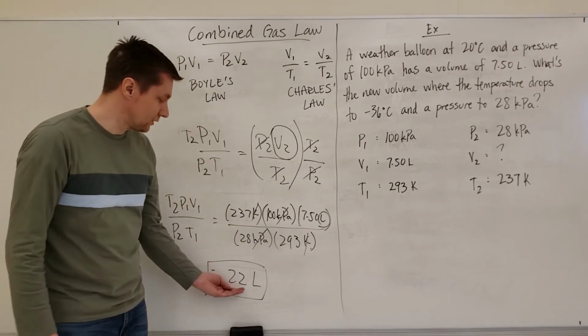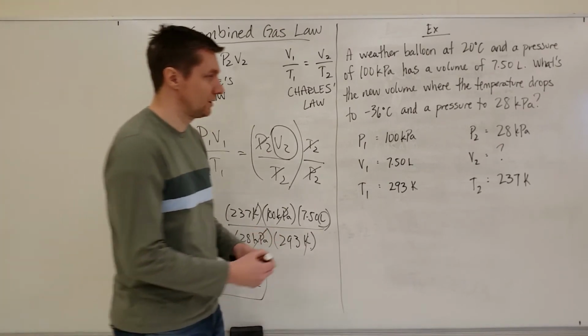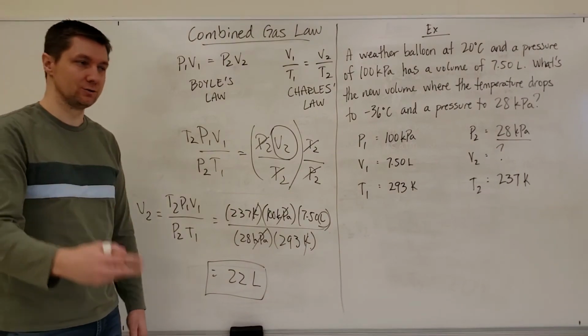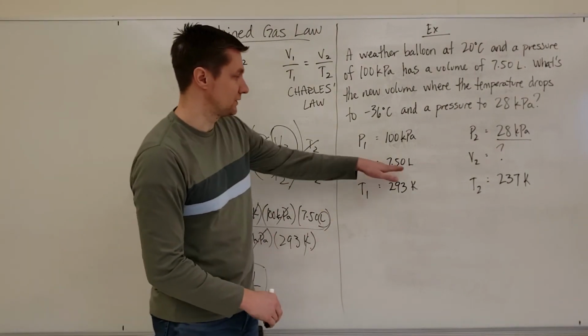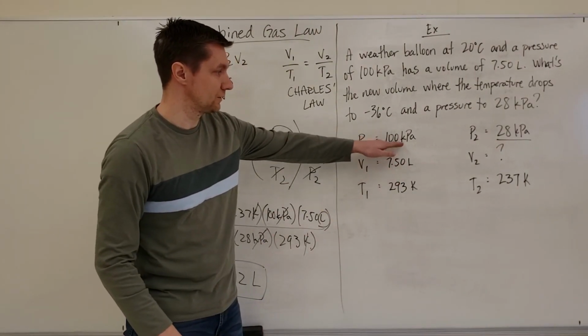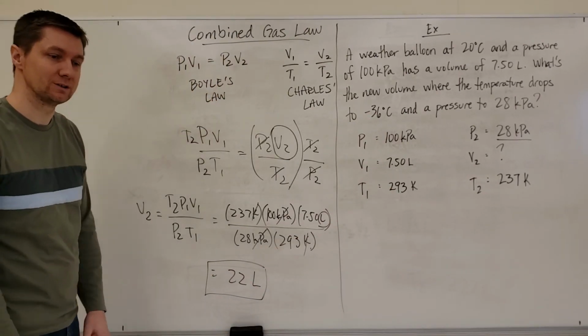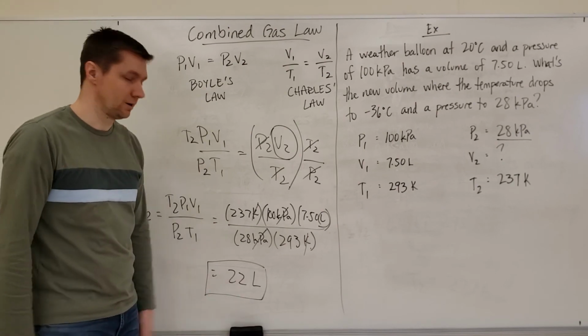Notice that this is to the correct number of significant digits, because my number here, 28 kilopascals, is only to 2 sig digs. This number here is to 3 sig digs, this is 3, and again, remember, we're ignoring the temperature numbers in terms of determining significant digits. And so there it is, 22 liters.